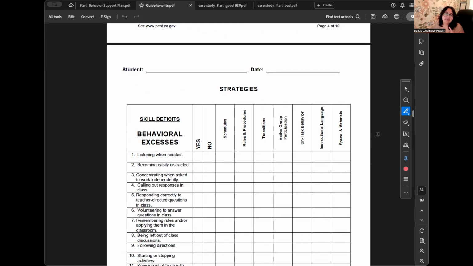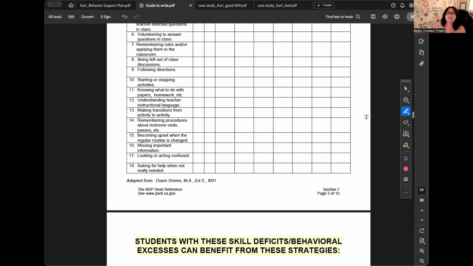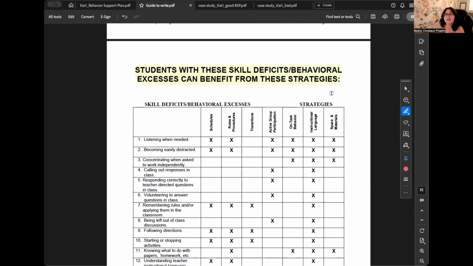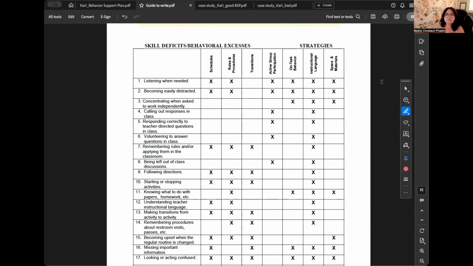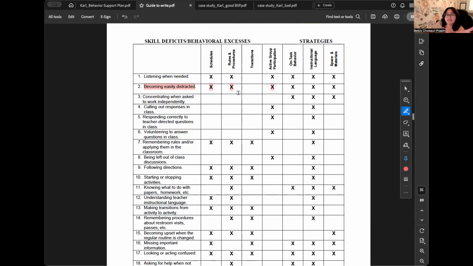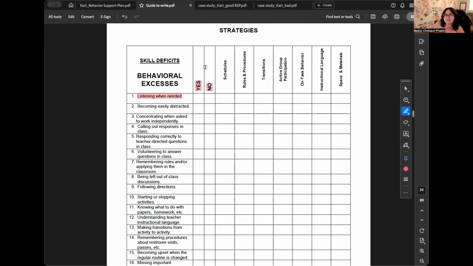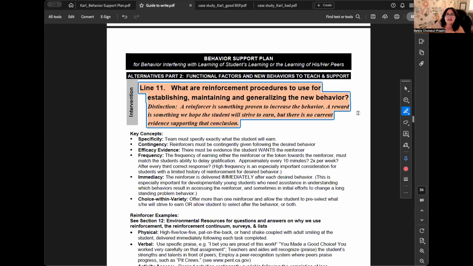Now here is a strategies list. This is a blank version of the form that you can use with your team as well. And down below that is a completed form that already has some suggested areas. So in this example, a student who becomes easily distracted might benefit from schedules and rules and procedures and active group participation and so forth. They've already started some of this process for you to help you think through it, but it's a pretty good one to do on your own with your team and see if any of these areas would help your student.